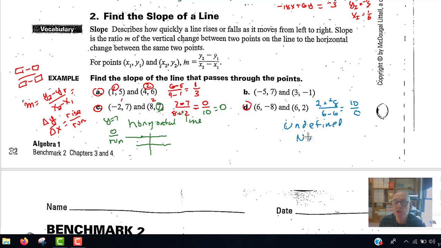So there is no slope that we can find for the line that goes between (6, -8) and (6, 2). Now if we look at the points here, the x's are the same and the y's are different. If we plot those, we've got over 6 down 8, and we've got over 6 up 2. We can see that these are all going to line up in a perpendicular line or vertical line.